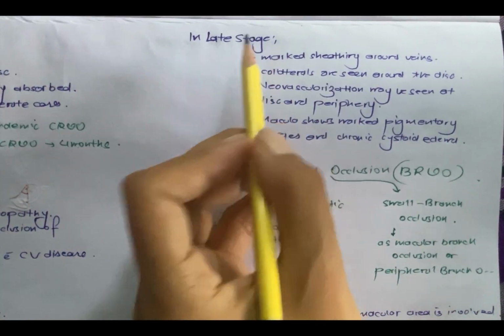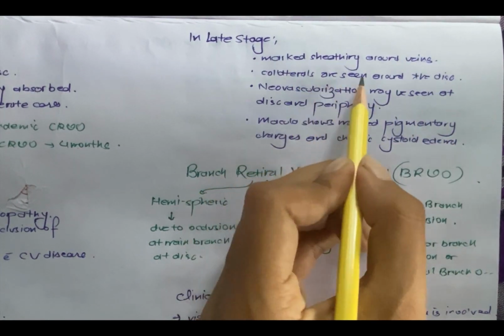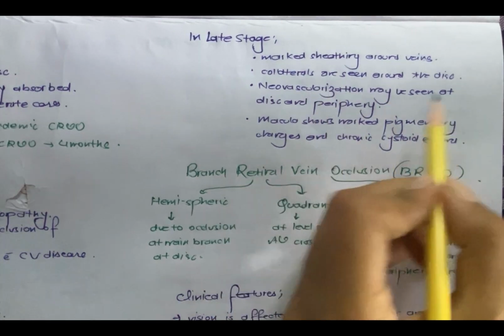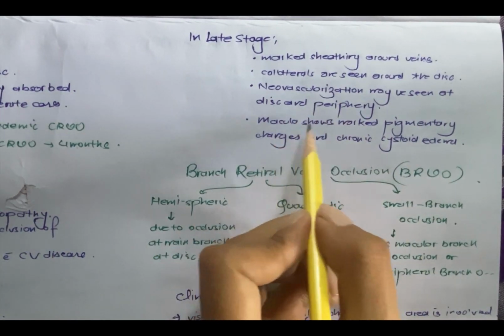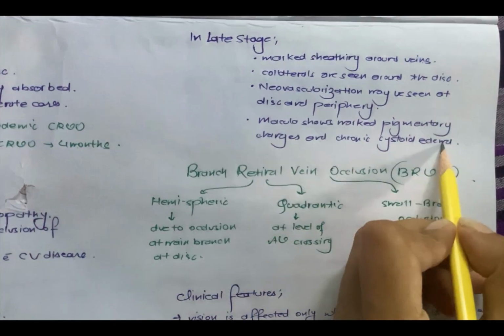In late stages, there is marked sheathing around the veins. The collaterals are seen around the disc. There is neovascularization at the disc and periphery. Macula shows marked pigmentary changes, and chronic cystoid edema can also be seen.